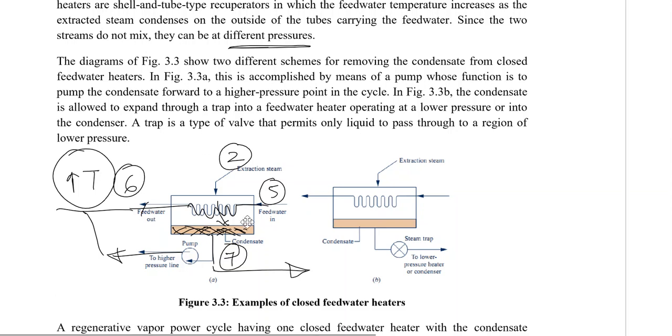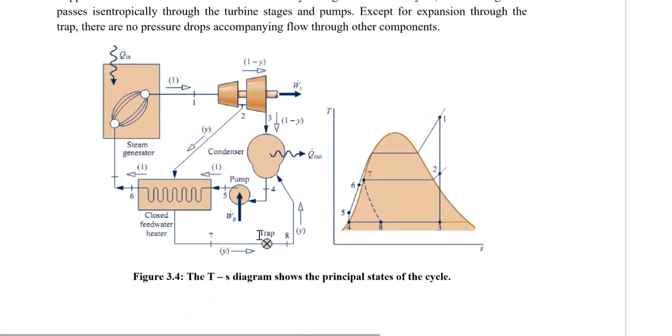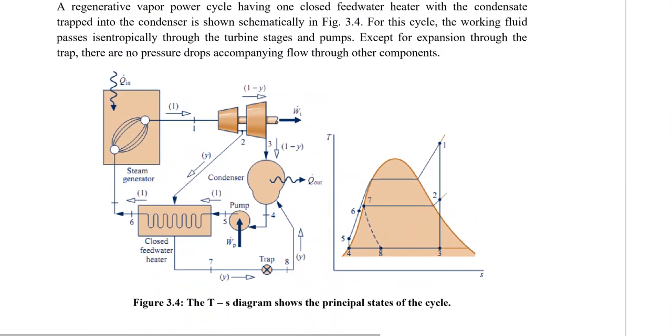So in a diagram like over here, there are two different schemes for removing the condensate from the closed feed water heater. Either you have to pump it forward, or you have to put a trap, which means you expand it in a trap and then put it at the lower pressure. For the pump, it is put at the higher pressure. Let's have a look at the schematic diagram of a closed feed water heater.